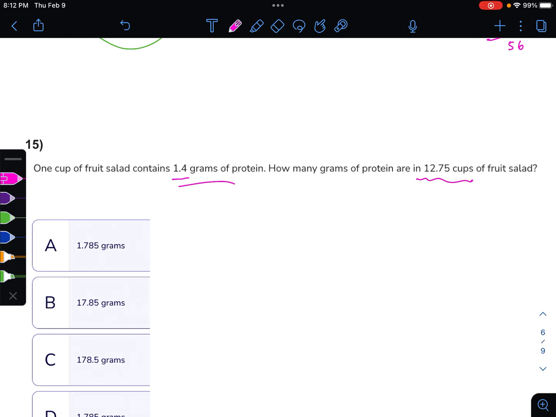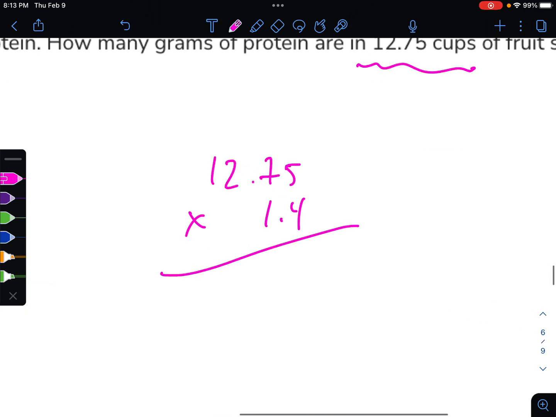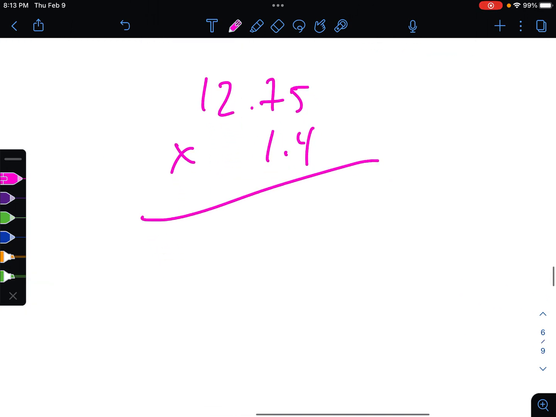It's not asking me to split them up, so I'm not dividing. So this is a multiplication problem. 12.75 times 1.4. Multiplying, I do not need to line up the decimals, but I'm going to deal with those decimals later.